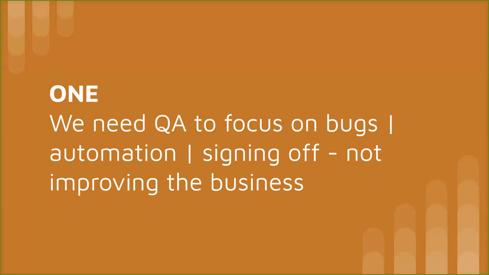Tell me about this. So one of the first myths that we hear, and I don't know if I want to call them myths, but one of the common statements we hear is, hey, we need QA to focus on bugs or automation or sign off and not focus on improving the business. Or we hear a variant where focusing on bugs, automation, and signing off is in fact already improving the business. So first off, that last bit is not necessarily true, but let's deal with it as it's written.